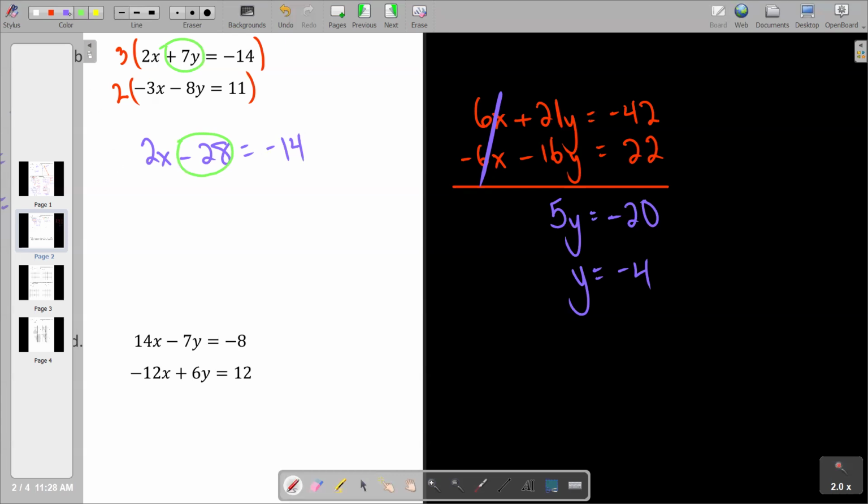And then I added 28 to both sides, and I got 2x equals positive 14. And then I divided by 2, and I got x equals 7. And then I wrote my answer. I'll write it in yellow right here. The answer is 7 for x. I got negative 4 for y.